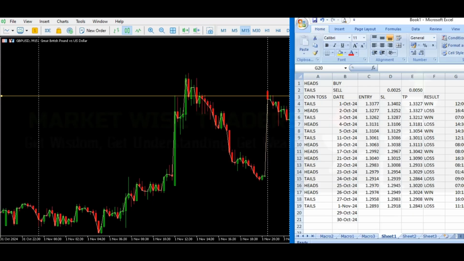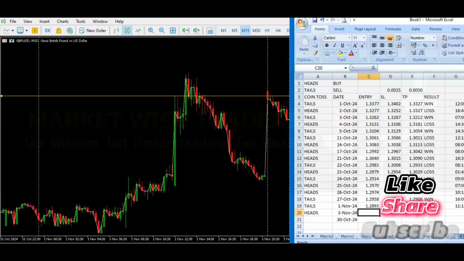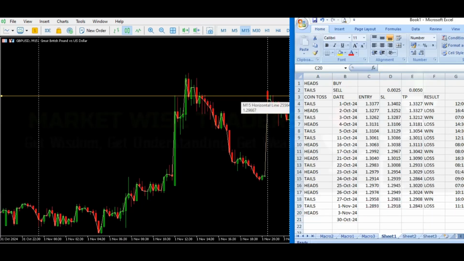Okay, that's heads. Heads. 3rd of November. Okay, what was our price? Heads, we say we will buy 129.66. If we are buying, stop loss is below, and take profit is above. Right.